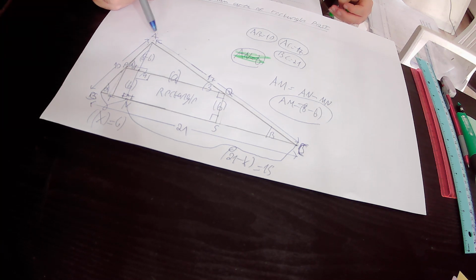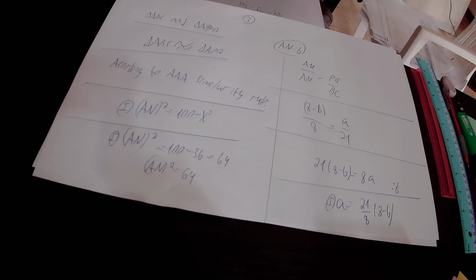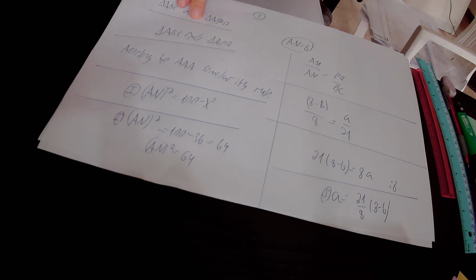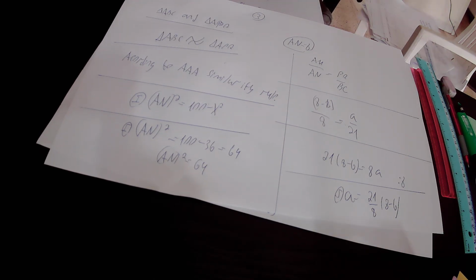So we have proved that all the angles inside the big triangle ABC are correspondingly equal to all the angles in this triangle APQ, and therefore those two triangles are similar to each other according to the angle similarity rule. Again, the big triangle ABC is similar to the small triangle APQ according to the angle similarity rule.